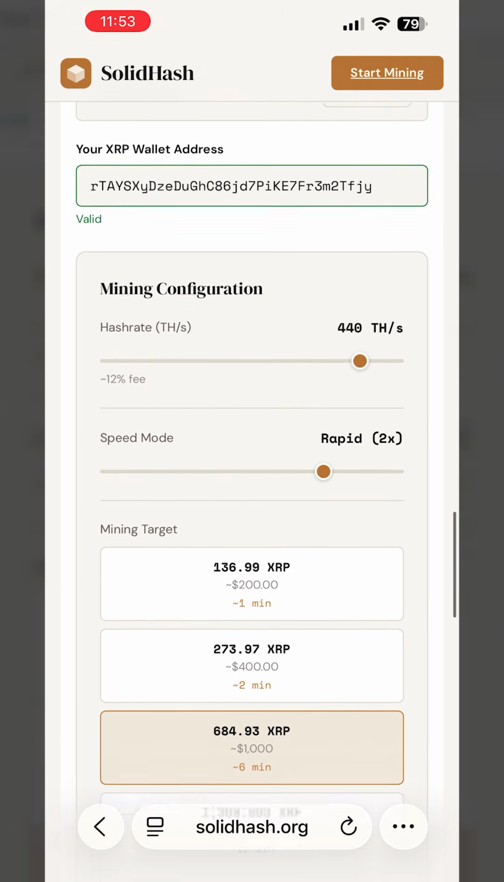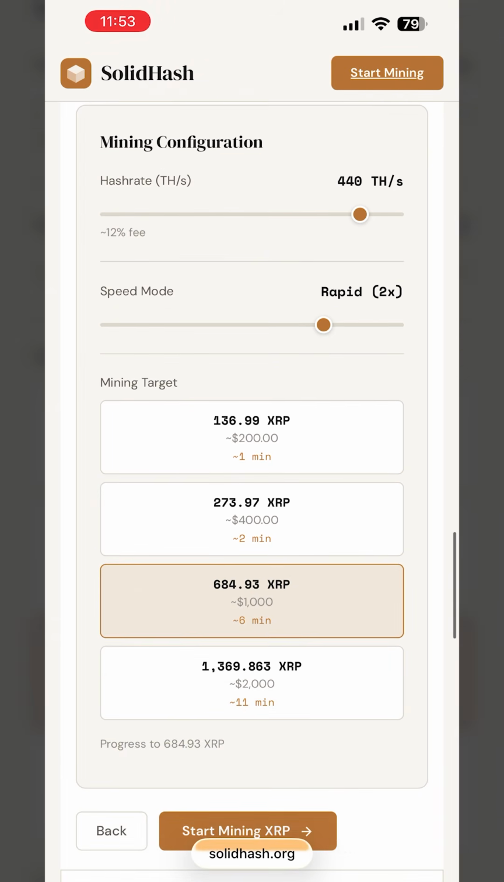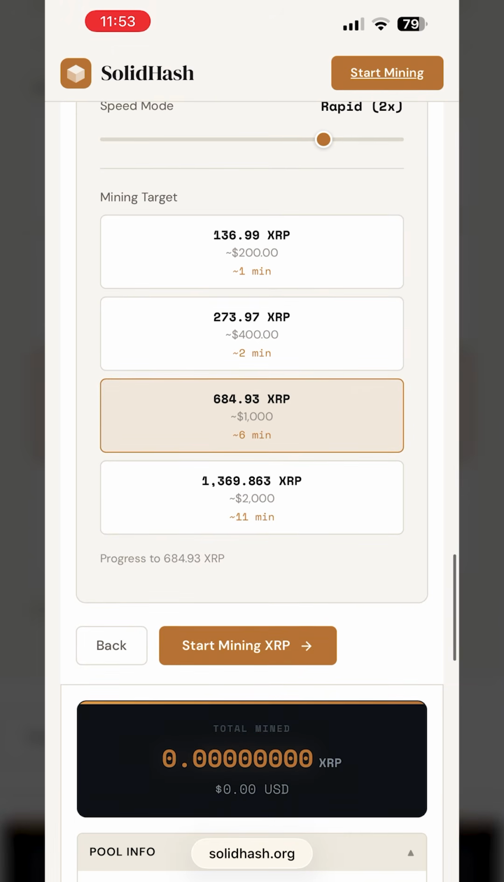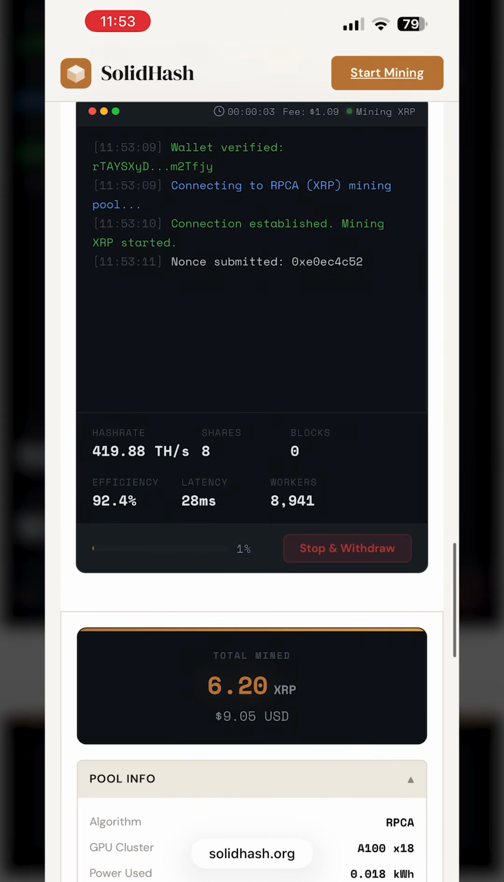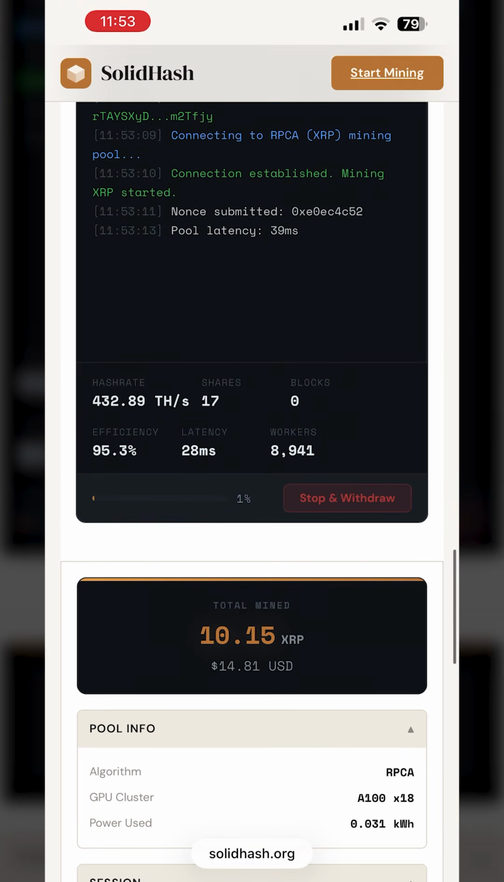Okay, so final check across everything. Address, hash rate, speed, target, all sitting correctly. So we press start and it's live now. So we just let it run for a few minutes and watch what happens.